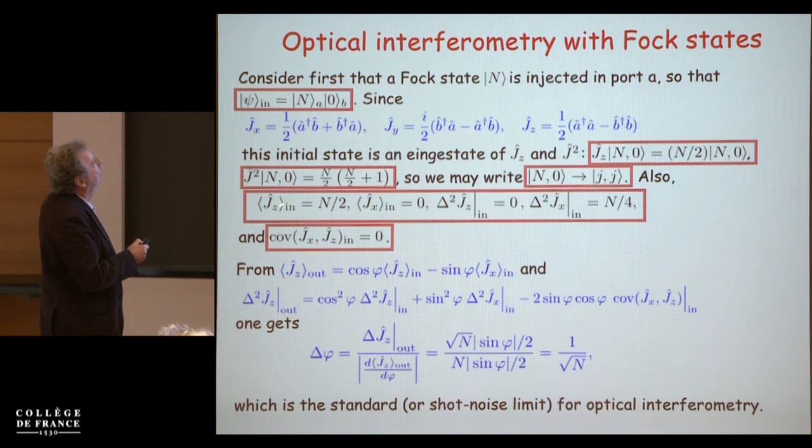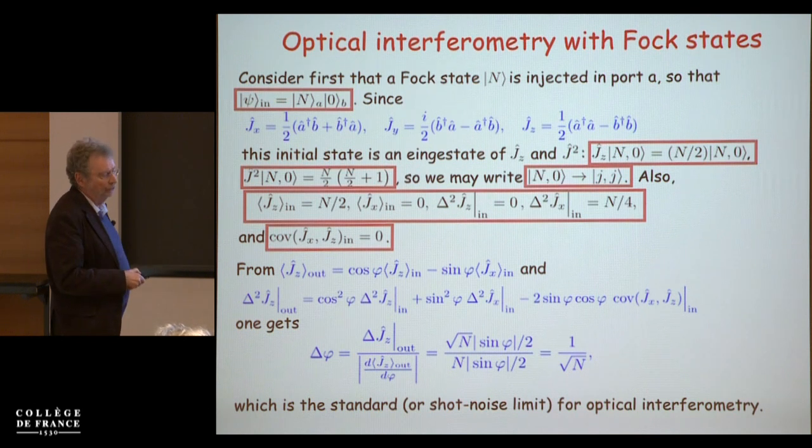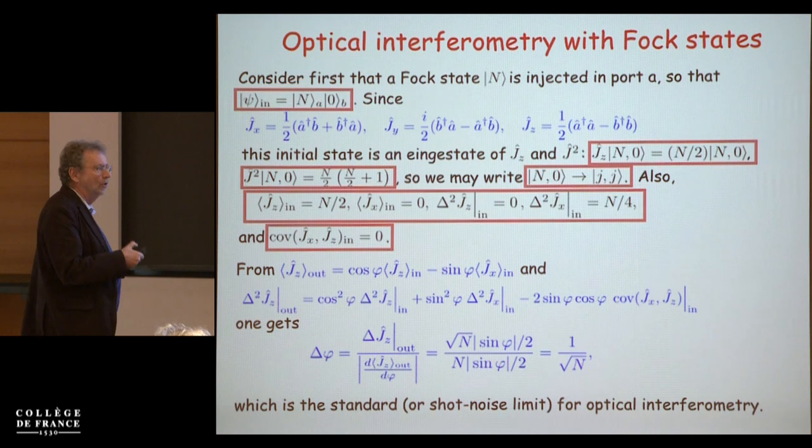Now, it's easy to calculate all the quantities we need in this state. We find these expressions for the average of Jz in state in, the average of Jx in state in, and the variance of Jz and Jx. And we find that the covariance is equal to 0. Actually, it's going to be equal to 0 in all the states we are going to consider in these examples.